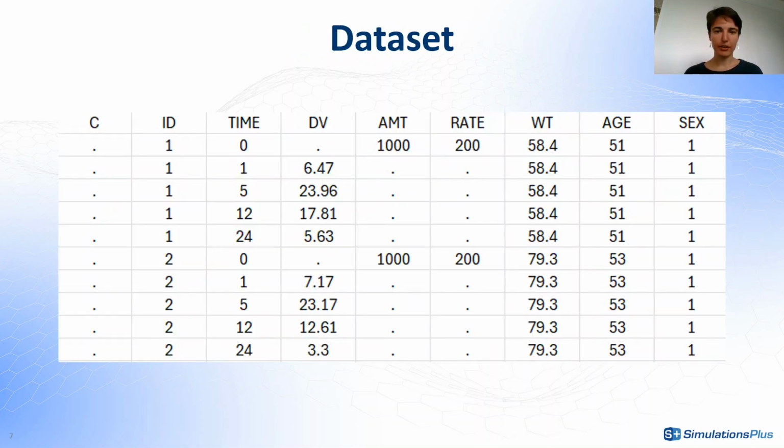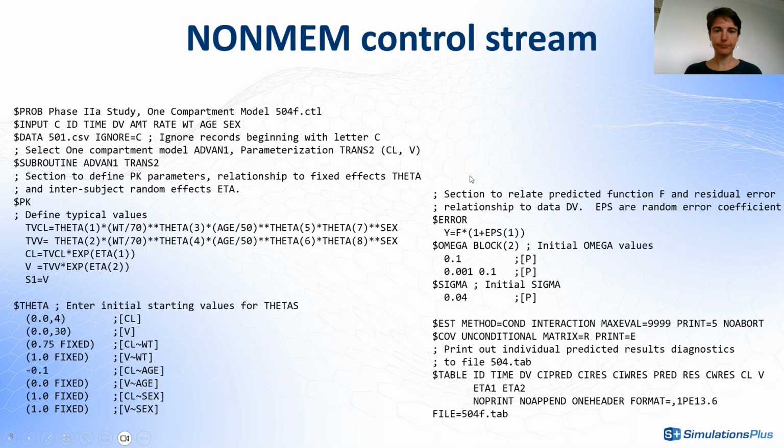So that's how the dataset looked, how it was used in Nonmem, and also how we will use it in Monolix. We have a column C that actually contains only dots, so I can ignore it. Then we have ID, time, DV with my PK measurements, amount, rate, weight, age, and sex. And this is a Nonmem control stream. It's a bit small, so I'm going to zoom in on each part, and then we will check line by line how to translate this Nonmem control stream into a Monolix project. And when I say Monolix project, it's really this concept that one project is one run in Monolix.